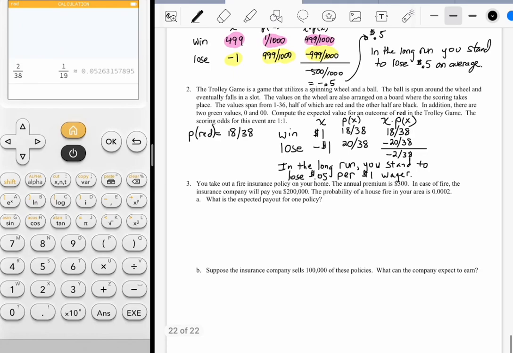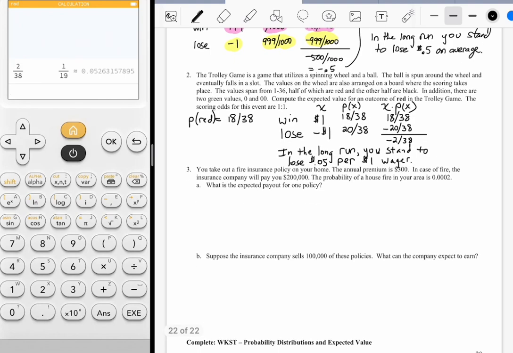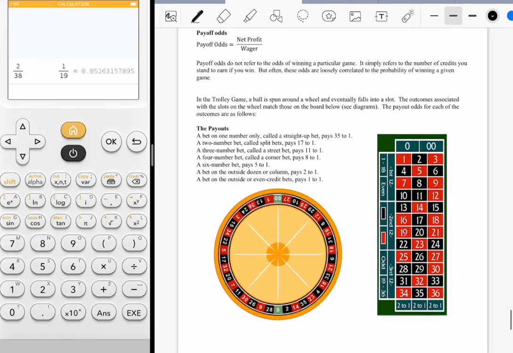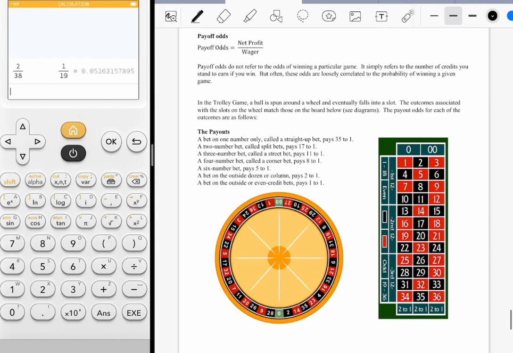And, where did I put mine? Oh, because I put mine in the wrong packet. So actually, I'm going to stop. So mathematically perfect. All right. So payoff odds, I'll get into that in a minute.